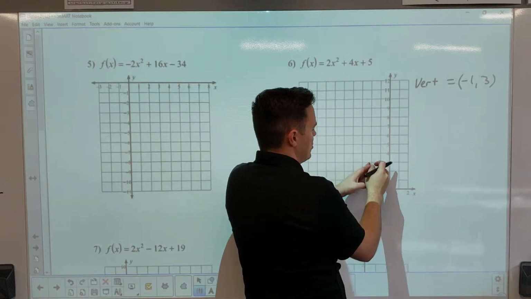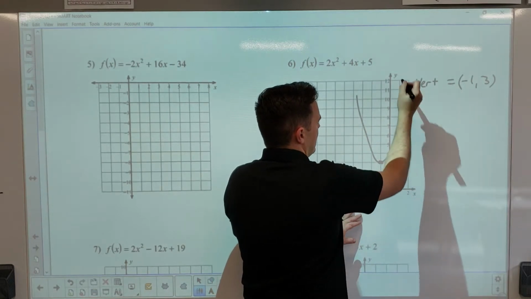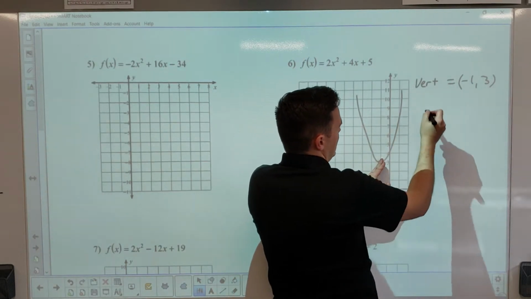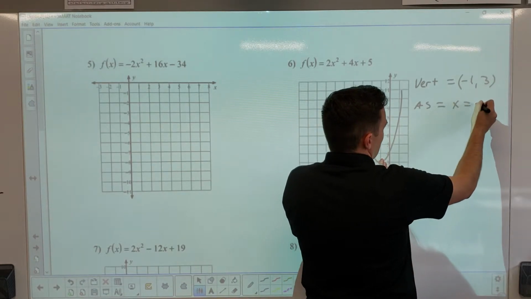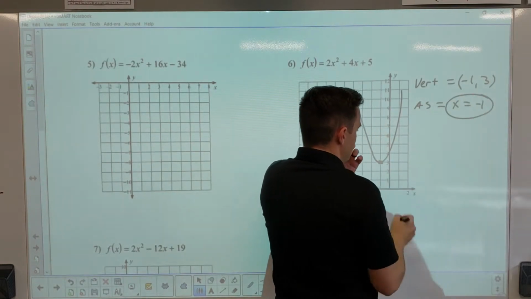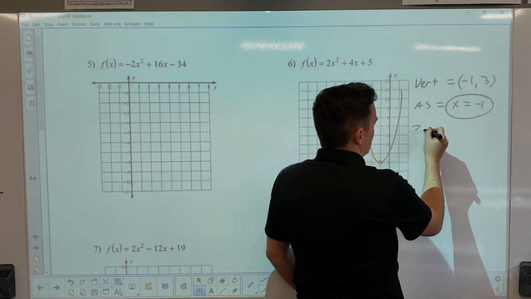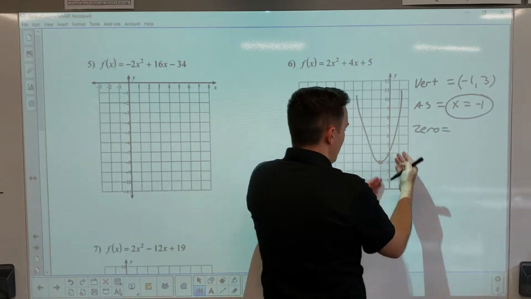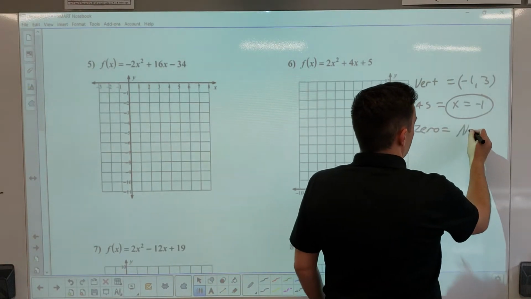Axis of symmetry. Let me draw this real quick. The axis of symmetry, AS, is x equals -1, because that's the line that would be vertical through here. Zeros. Are there any zeros on this graph? The answer is no. There are none.